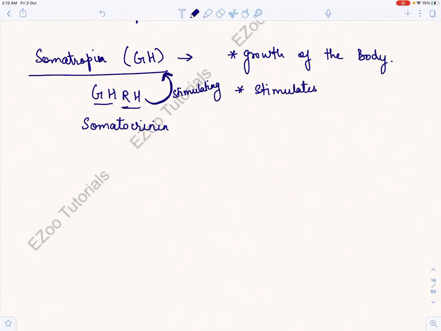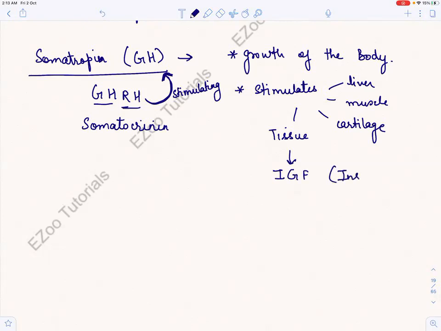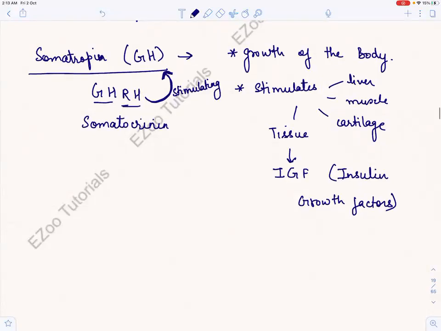It stimulates various body tissues like liver, muscle, cartilage, bone, and various other tissues to synthesize and secrete what? To secrete insulin growth factors. What are these? These are insulin growth factors, right? Insulin growth factors. तो अब हम देखते हैं what is this insulin growth factor doing.